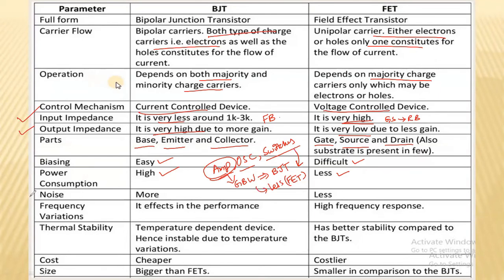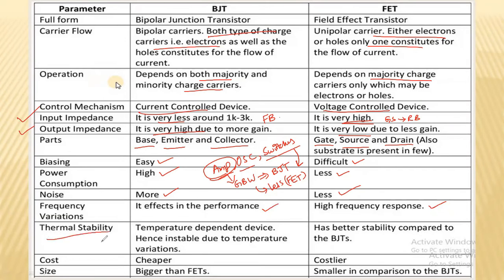Now, next thing, noise is more in BJT because we have two types of charge carriers. In FET we have only one type of charge carrier, the majority carrier, so noise is less here. Next, frequency variations definitely affect the BJT. Frequency depends on internal capacitors and network capacitors, all of which we have seen for BJT. Coming to FET, it has a good frequency response compared to the BJT.